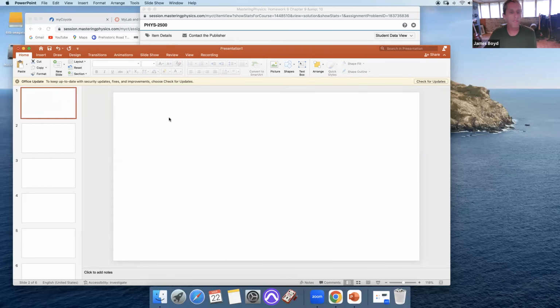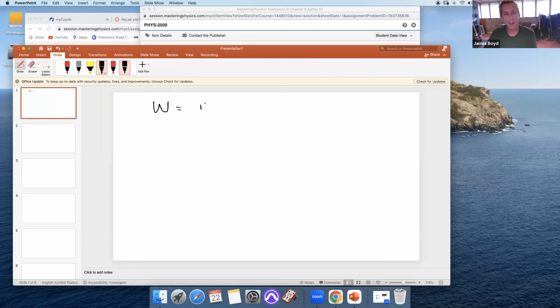Okay, so first of all, we have this concept that work is F dot D. What that means is the force times the distance. It's a dot product, and when you dot two vectors, what you get is the magnitude of A times the magnitude of B times cosine of theta, which is the angle between A and B.